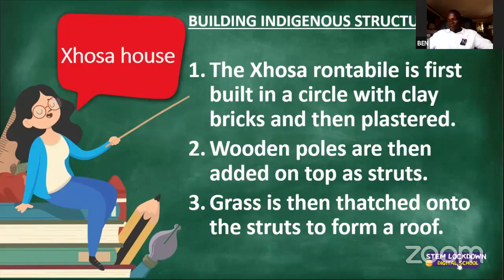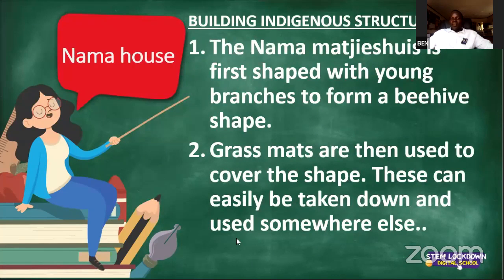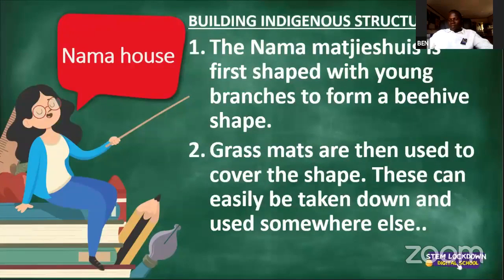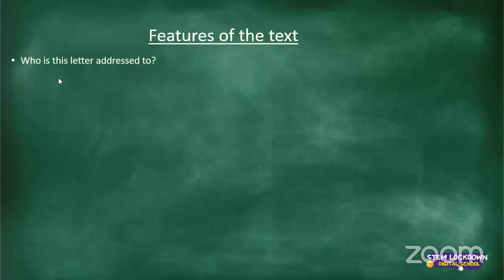Let's go to the next one. The next slide, you'll see the Nama people. These people were building a very simple house. Very simple, because you can see the young tree branch is very light. It's not heavy. Then they were forming a beehive shape. And then the grass mats, the mats made from grass, they normally sell on the streets.